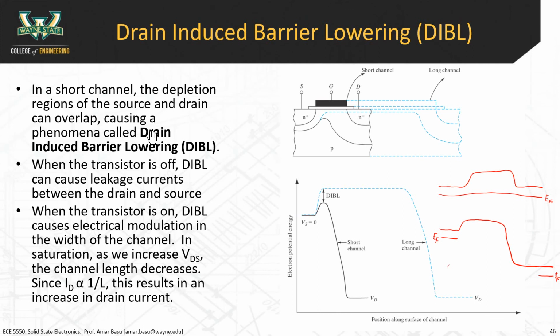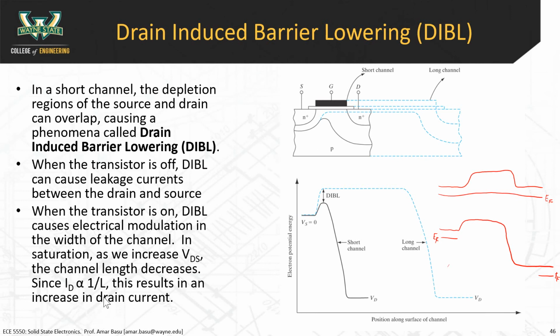This I on to I off ratio for a transistor is very important. When the transistor is off, you do not want any conduction between the source and the drain. This drain-induced barrier lowering reduces the I on to I off ratio. All right. The second thing it does is that it causes an electrical modulation in the width of the channel.